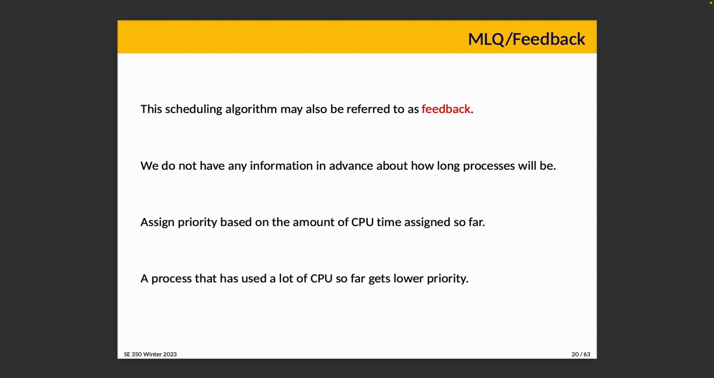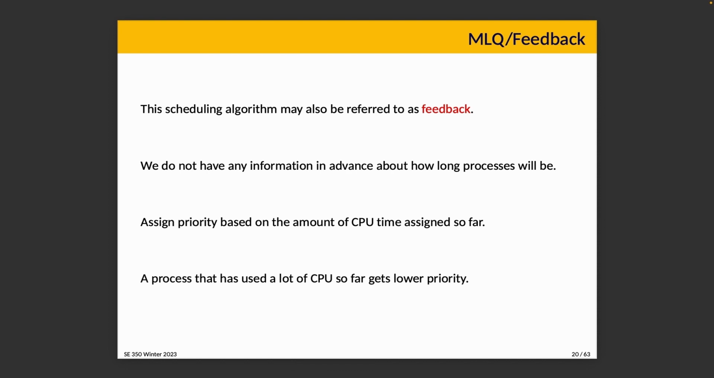Okay. And this scheduling algorithm is referred to sometimes as feedback. And you might have seen in the list of scheduling algorithms, I said multi-level queue and then also feedback. Why is that? Well, the thing is that we are not using any information provided in advance about priorities or runtimes or things because we don't know those, and even if they're user-supplied estimates, they're pretty unreliable.